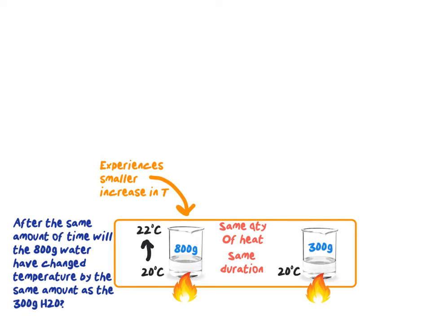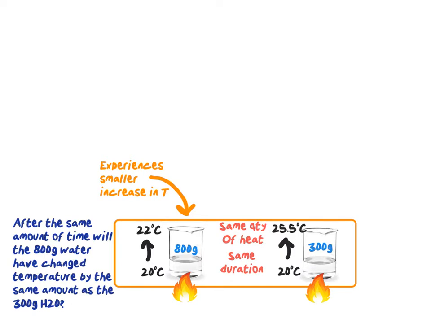Now in the same amount of time, the 300 grams of water increased about 5.5 degrees Celsius. So it went from being 20 degrees Celsius up to 25.5 degrees Celsius.